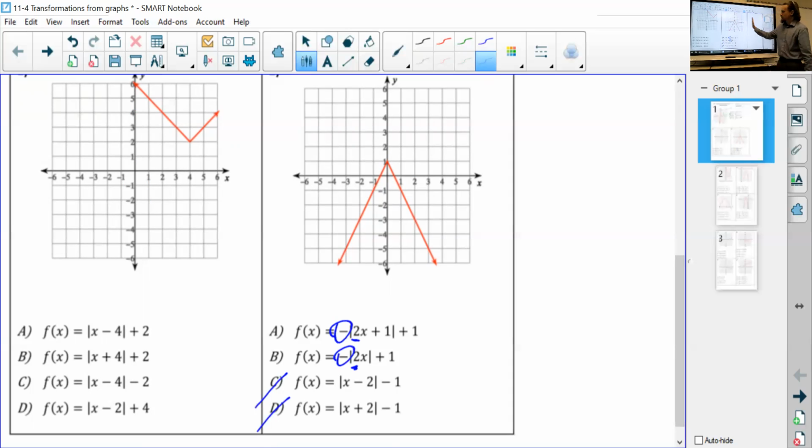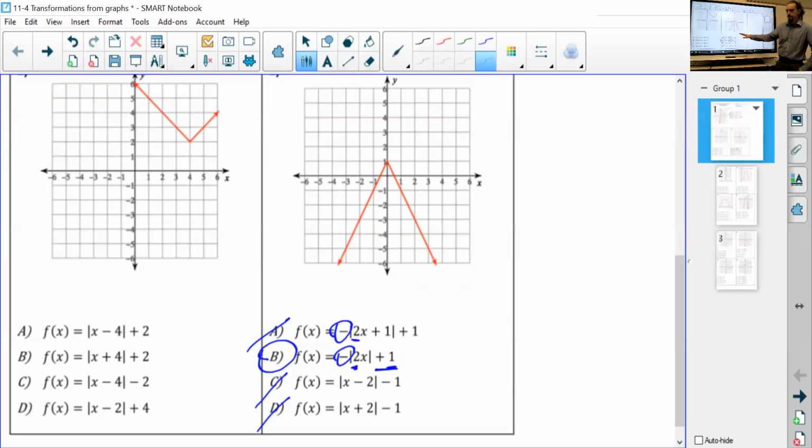It's not shifted left or right, so I shouldn't see a plus or minus inside the absolute value. So that eliminates answer choice A. But I do see that it shifted 1 unit up, so I should have a +1 on the outside. So you get answer B. I didn't even need to know that this had a horizontal compression of 2. So again, don't worry so much about that.